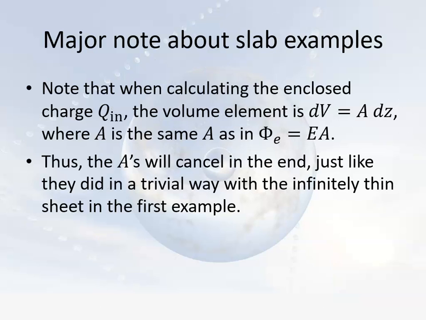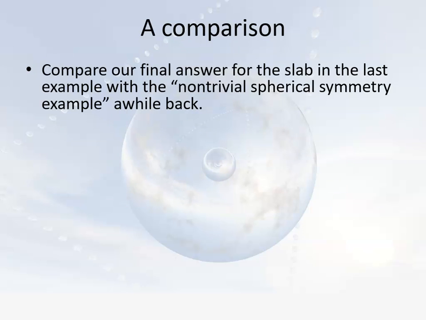So note that when you're calculating the enclosed charge, the volume element for planar symmetry is A dz, where, assuming that you're in the xy plane, the A is the same A that you have in that flux, where each side gives you a flux of EA for a total flux of 2EA. And the A's will always cancel in the end.